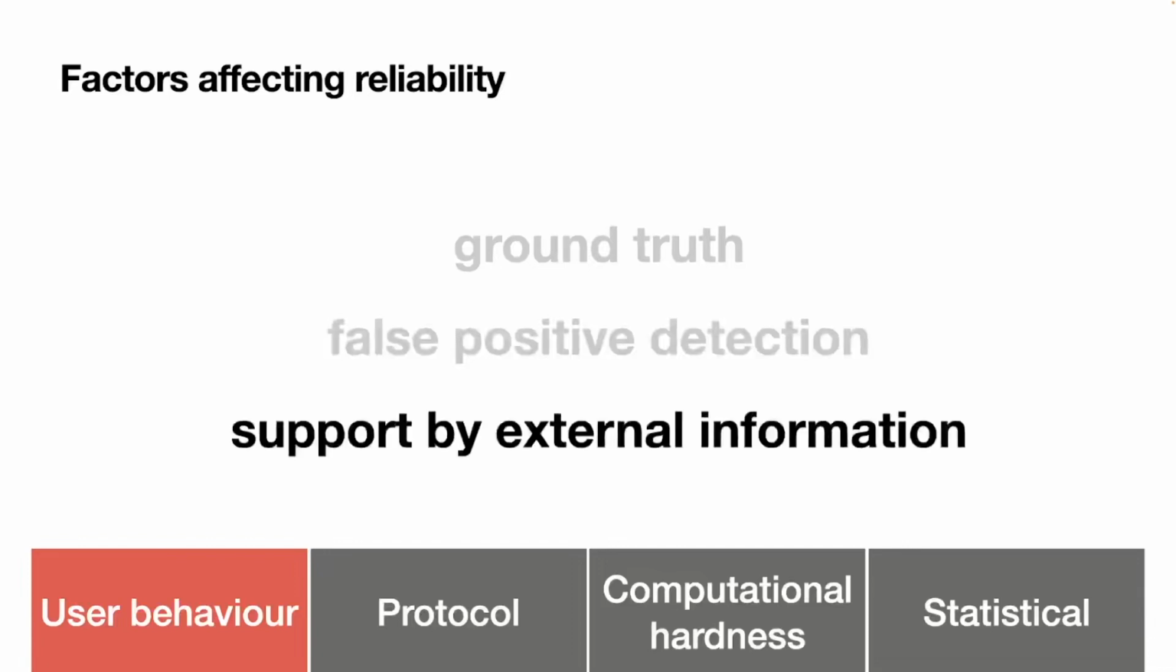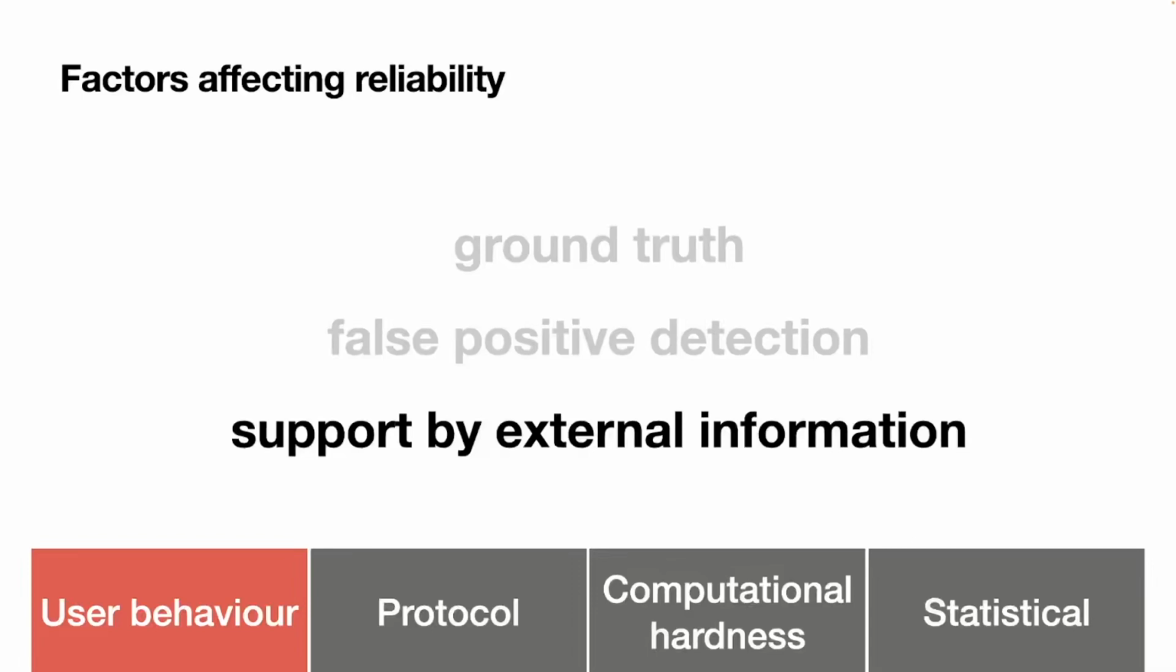And finally, there is the support by external information. So if the blockchain de-anonymization establishes a link or leads to a finding, and this finding can be supported by other information, for example, that an address has been mentioned in a darknet forum, this might additionally increase the reliability of the finding.